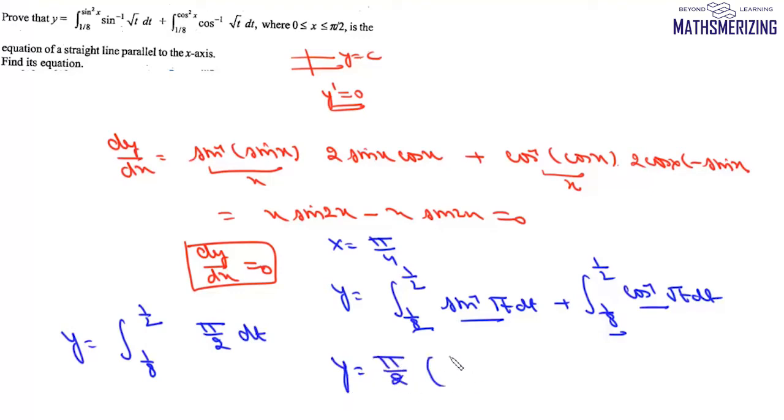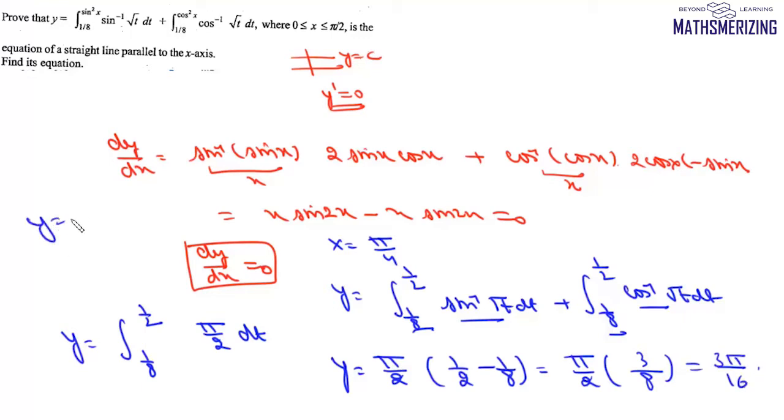So we'll get this y as pi by 2 into 1 by 2 minus 1 by 8. So it will be pi by 2, and this is 8. This is 4 minus 1, and it should be 3. So the value of this integral will be 3 pi by 16. So the equation of this line will be y equals 3 pi by 16.